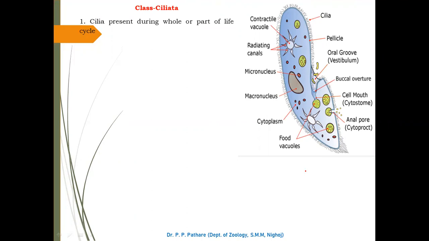Class Ciliata is very well known because it includes the example Paramecium. Cilia are present during the whole life or part of the life cycle. You can observe in this photo image that these hair-like structures are present on the outer body wall of the Paramecium, and these cilia are present throughout the life cycle, until the completion of their life.